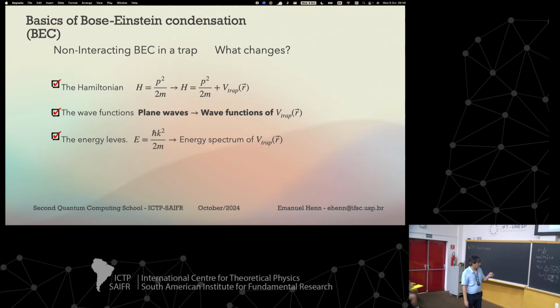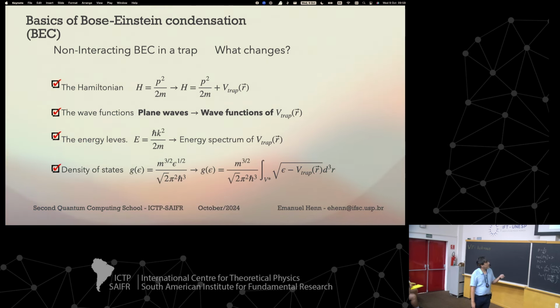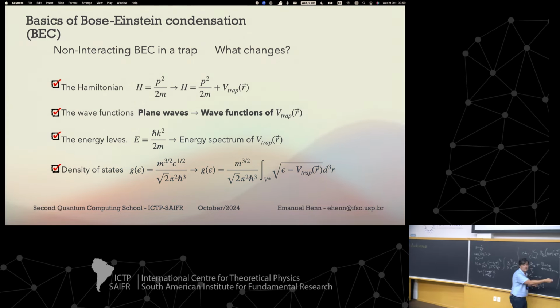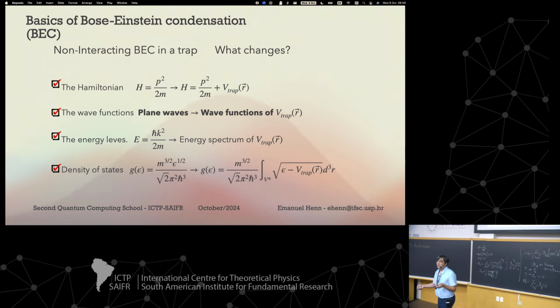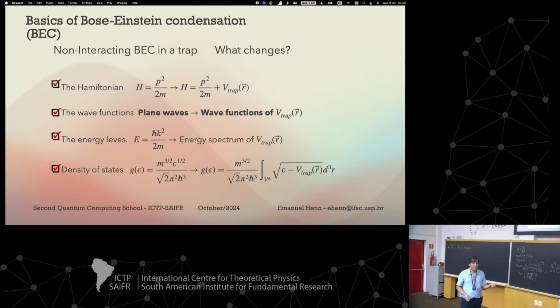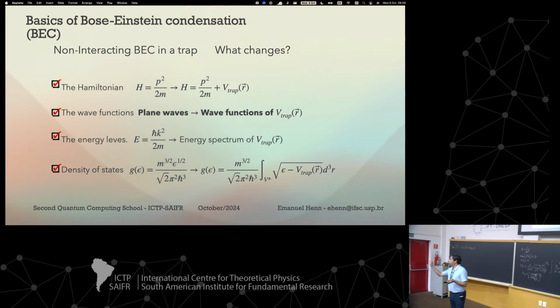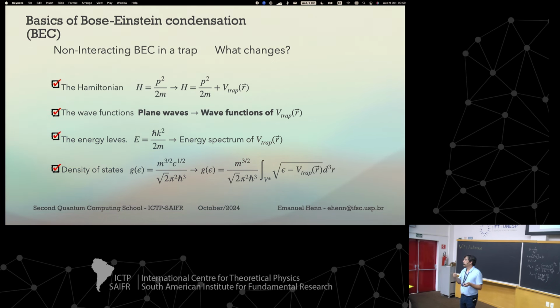That's what we do. And the energy levels change also, from this to the energy spectrum of the trap. Of course, it depends on the trap. And the density of states changes from this to something that looks like this. In the end, what the trap is doing is restricting the energy volume available for the particles. But when we do it, everything else is almost the same. So all these calculations that I did here, the steps are the same. Of course, depending on the specifics of your trap, you get a difficult integral to be solved. But that's it. All the steps we did are the same.